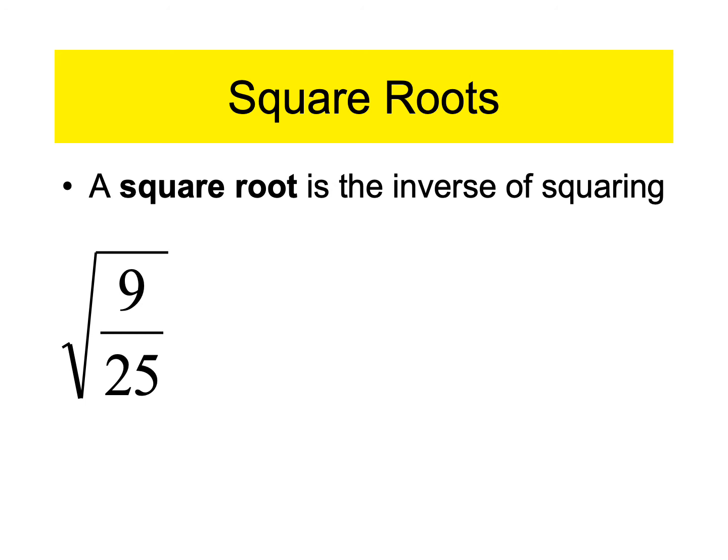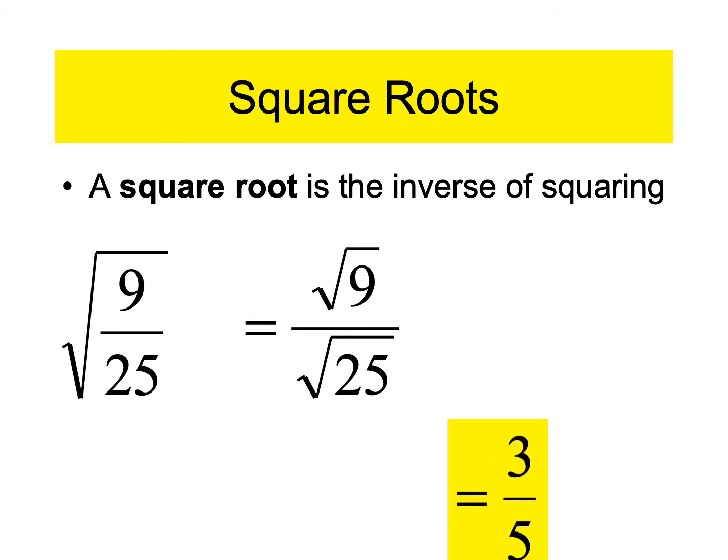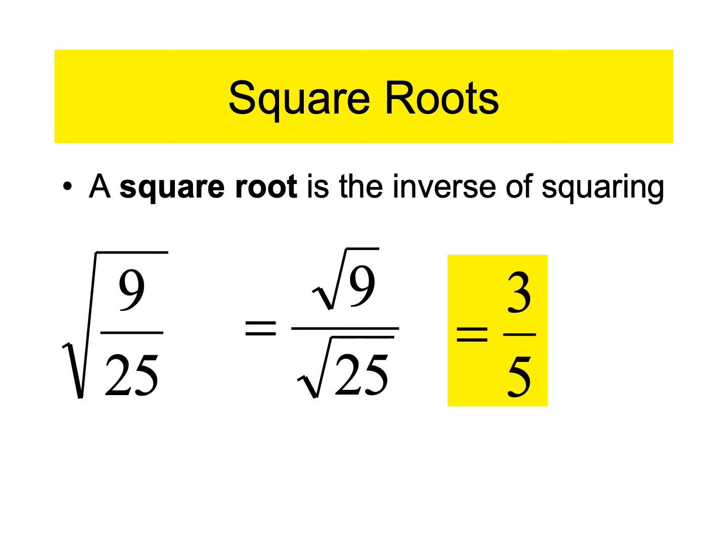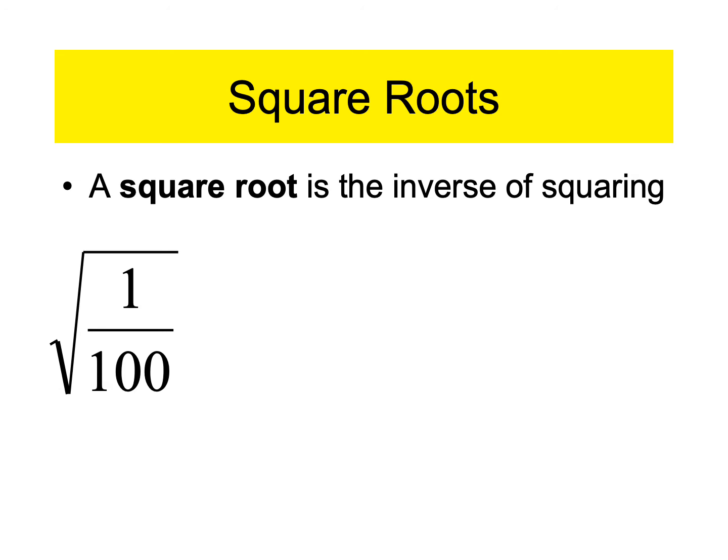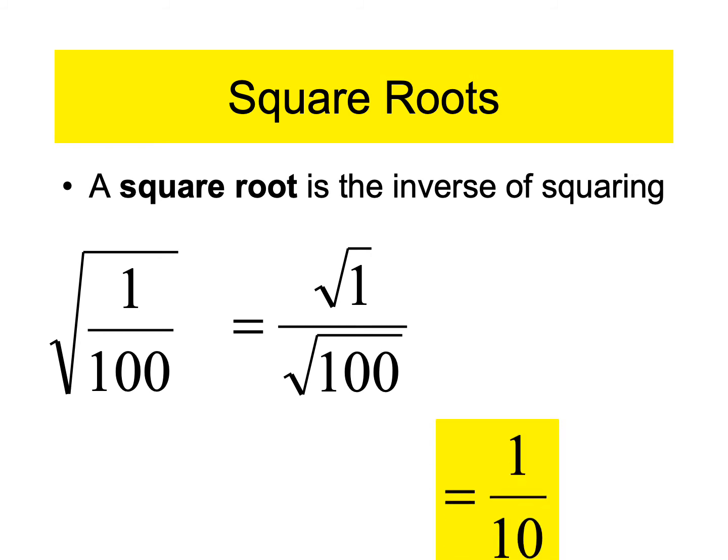You may not remember this one when you have the square root of a fraction. All right. You can break this up into the square root of the numerator over the square root of the denominator and do each one individually. Square root of 9 is 3. Square root of 25 is 5. So 3/5. So the square root of 1 over 100, we do the square root of the numerator over the square root of the denominator. We get 1 over 10.